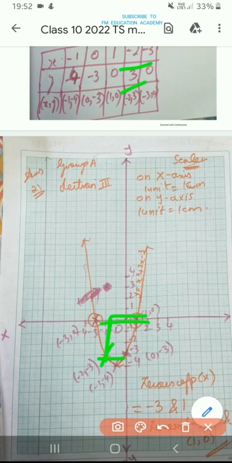Minus 2 means it should be down, right? X is minus 2, y is minus 3. This should be minus 3 actually. I forgot to write the minus. Okay, that is my point: minus 2 comma minus 3.